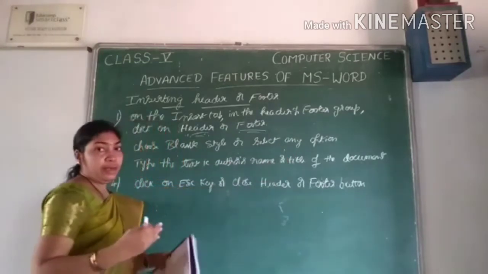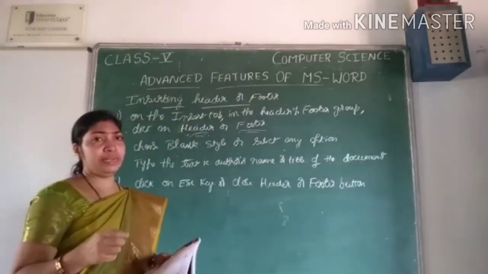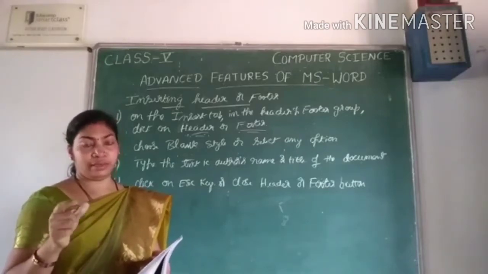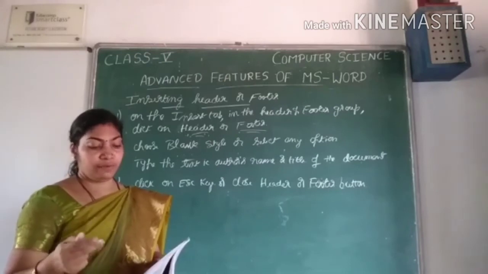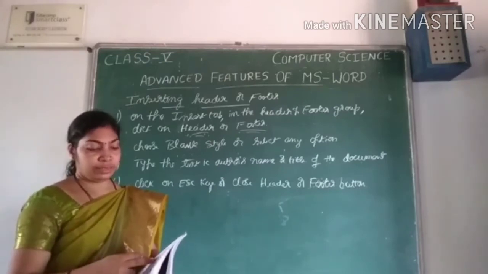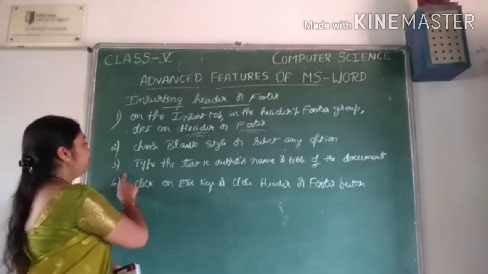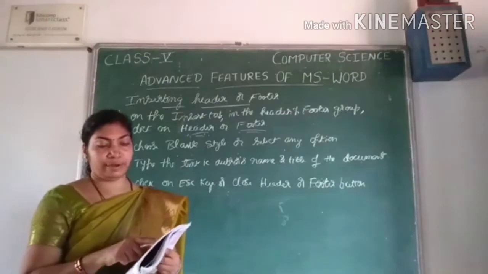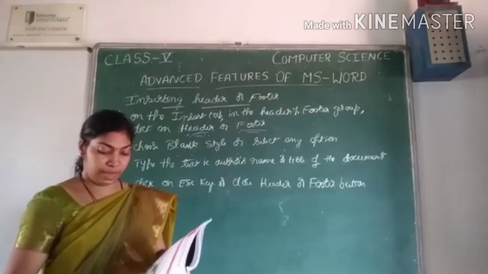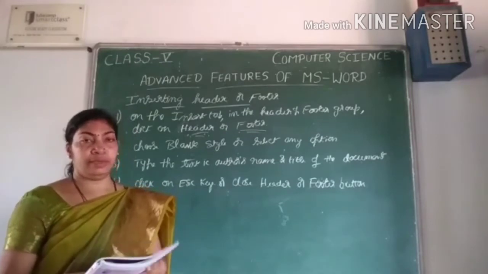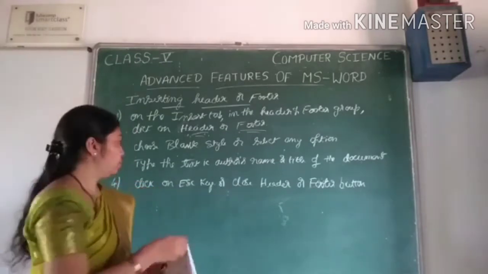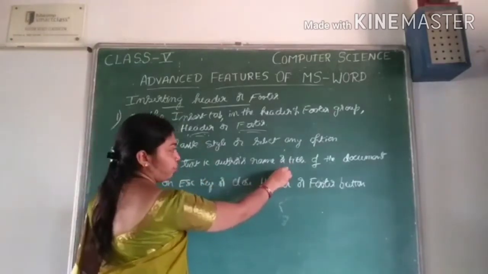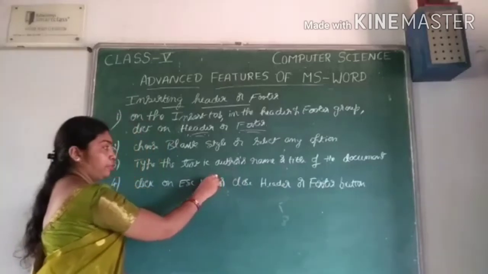As soon as you select the header or footer, there are many styles available. So you can select either the blank option, or if you want some more additional features, you can select the other option also. Then the header and footer style appears, and there will be a cursor blinking. From there you can type the text. That is, you can write the author's name, the title of the document, the date, or you can write the page number also.